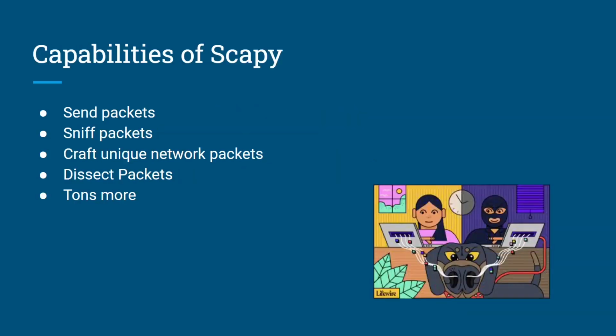Okay, so the capabilities of Scapy. At the most basic level, you can send packets, you can sniff packets, you can create unique network packets, and then dissect and decode packets. There's a ton more stuff you can do. Those are the four basic building blocks that you can use to do things like DNS cache poisoning, or launch man in the middle attacks, or all kinds of different attacks or injections you can do with Scapy. But those are the four basic tools that build into those.